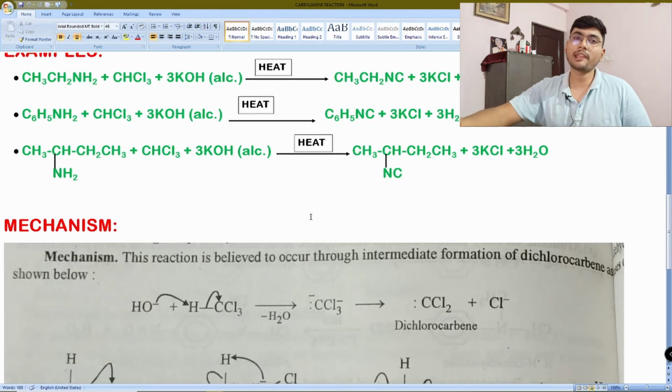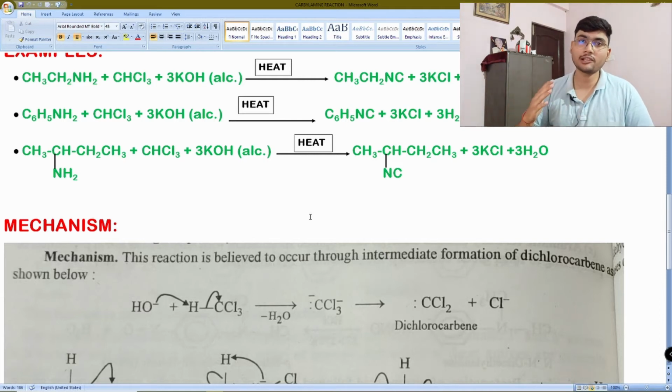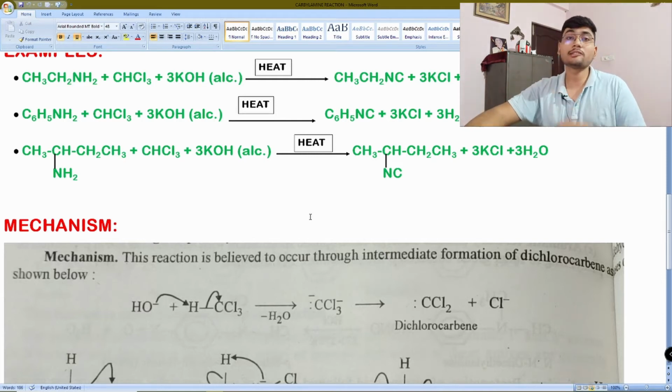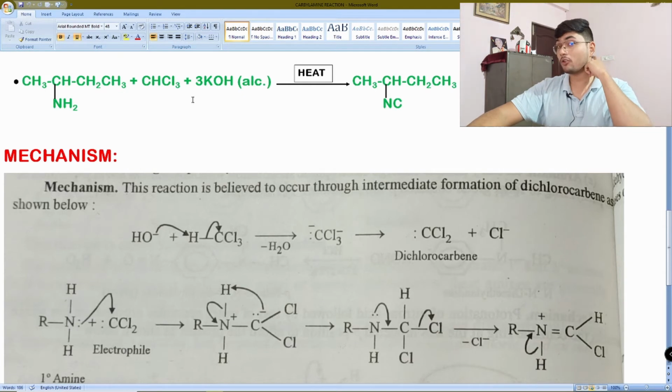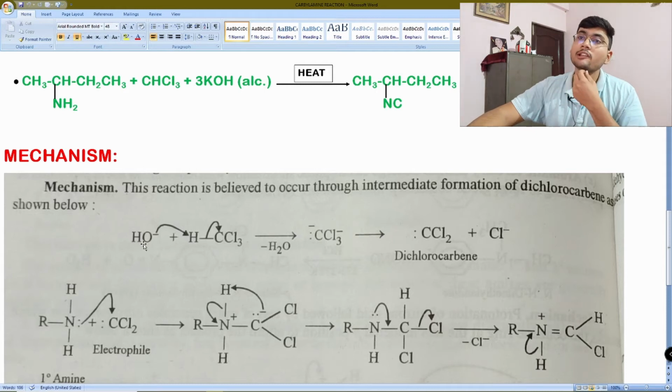Now let us see the mechanism of the carbylamine reaction, because in every organic reaction the mechanism is very important to understand the reaction clearly. First of all, I have taken alcoholic KOH. KOH is a base, so it will give you OH minus. That OH minus will react with the chloroform, CHCl3.